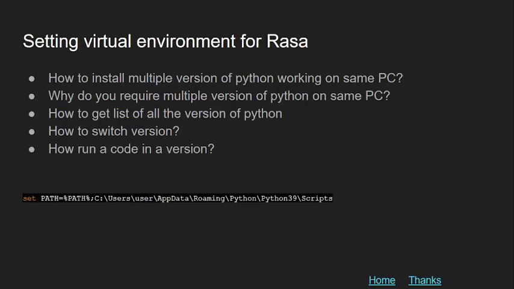So here I'll be talking about how to install multiple versions of Python working on the same PC. Why do we require multiple versions of Python on the same PC? How to get a list of all the versions of Python, how to switch version, and how to run a code in a version. I've also written down a path, which is set path. I'll be talking about that as well in a couple of minutes.